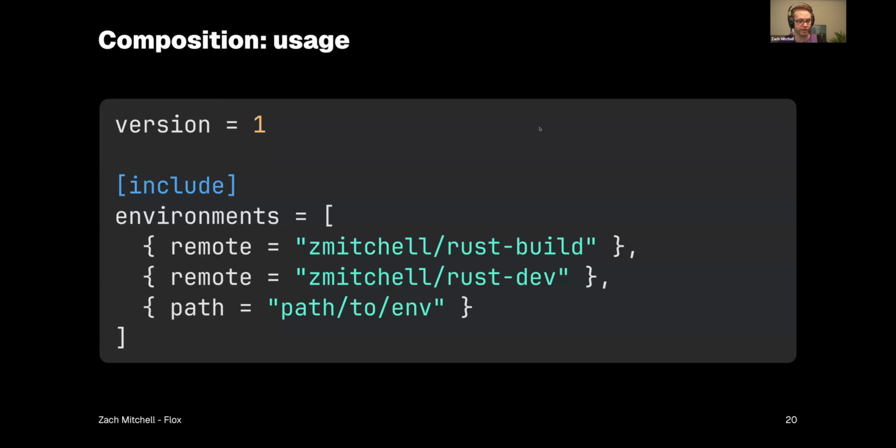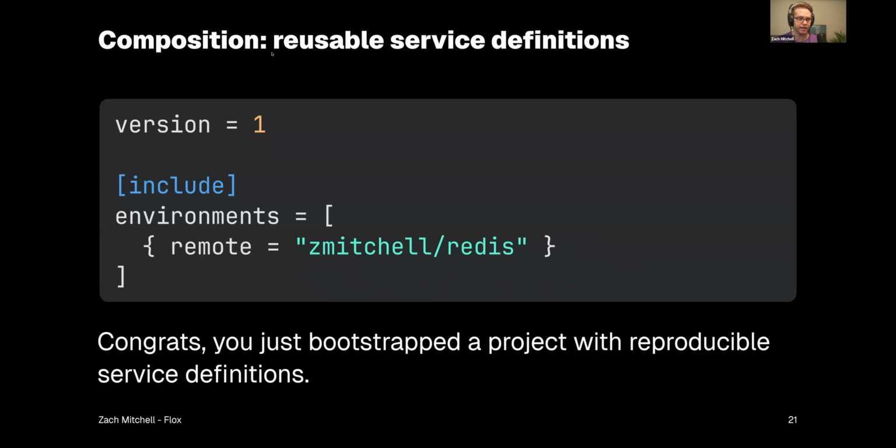So the way this looks is we have this include section in your manifest. You say include, and give it a list of environments. I have one for building a Rust project, one for some other local development things. You can specify a path. And relevant to this discussion, one of those environments could define a service.